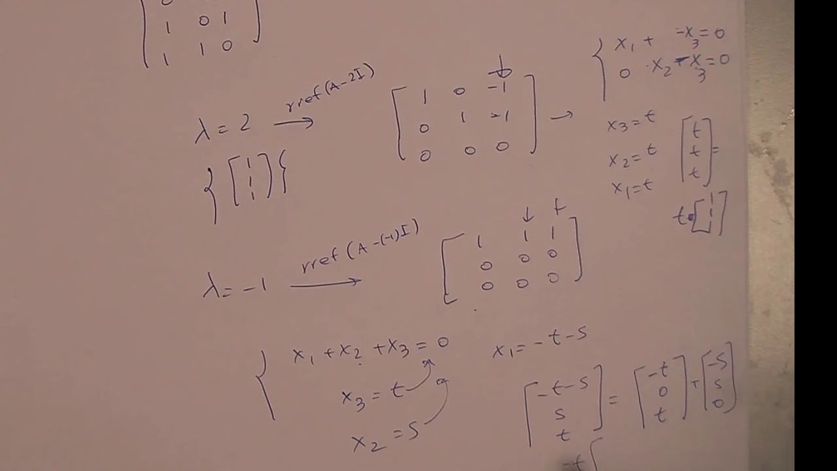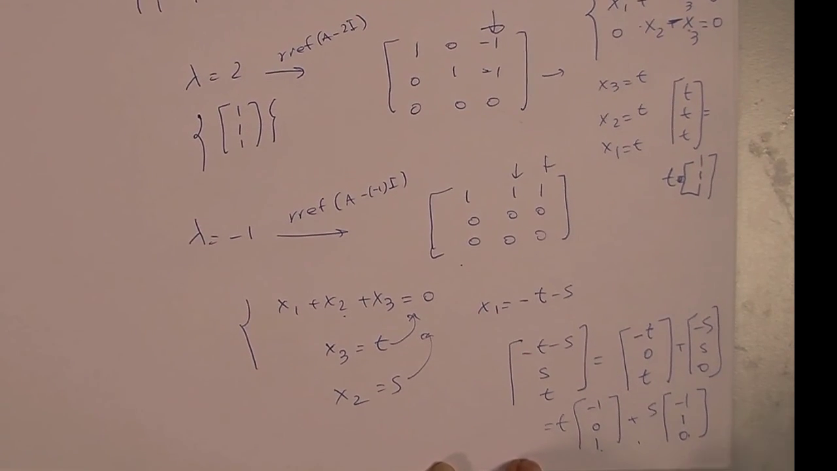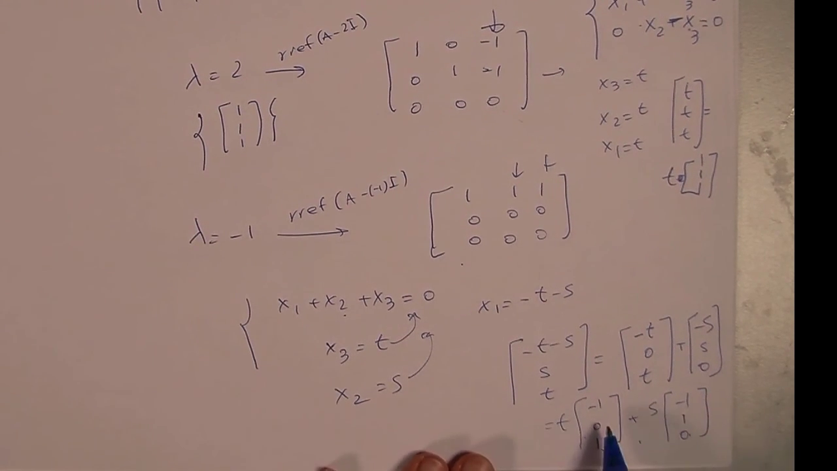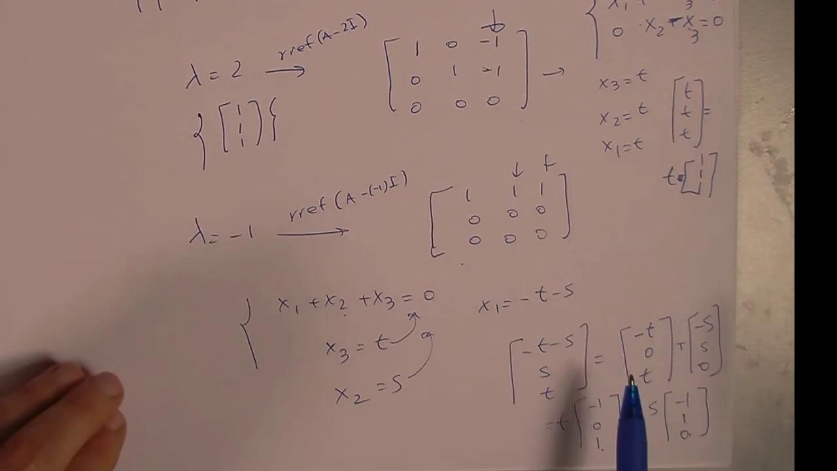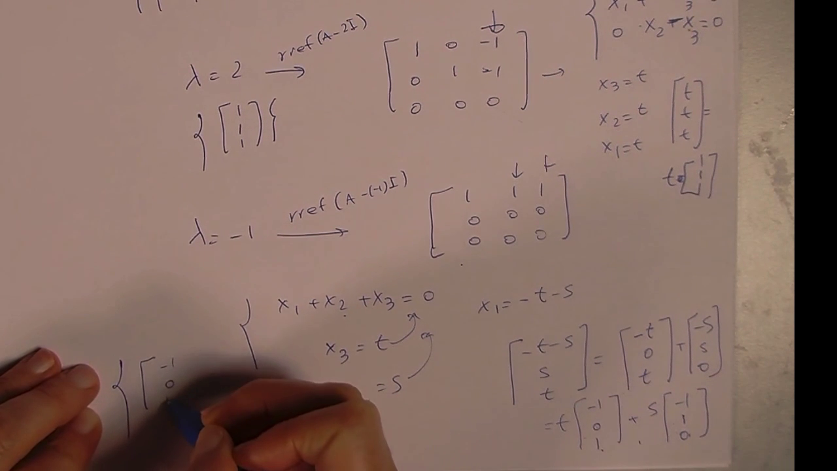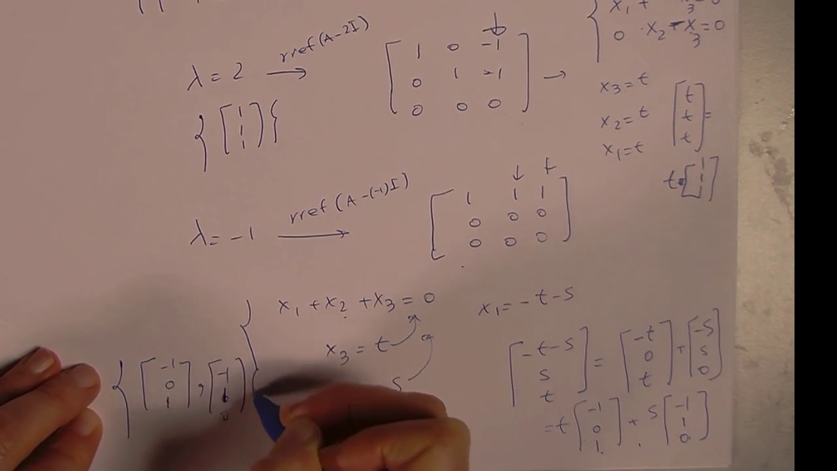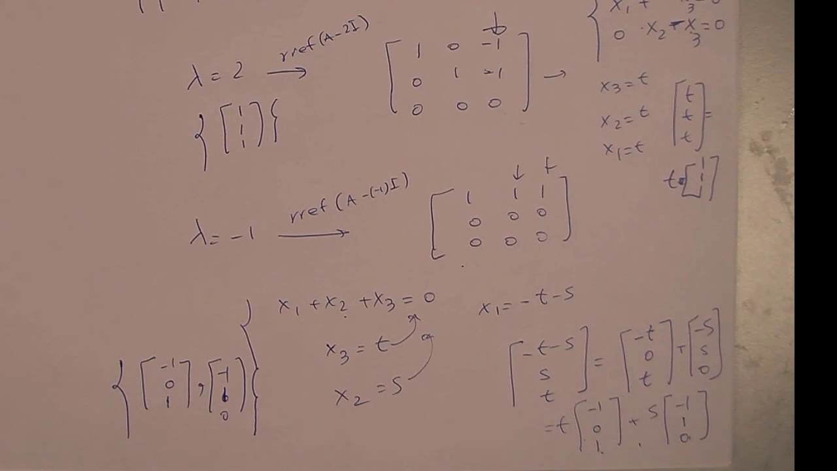Factor out the parameters: t times negative 1, 0, 1, plus s times negative 1, 1, 0. These two vectors make a basis for the eigenspace here. So the eigenspace is spanned by this basis. And we're done with this example. Next comes a few examples of just finding eigenvalues for 2 by 2 matrices.